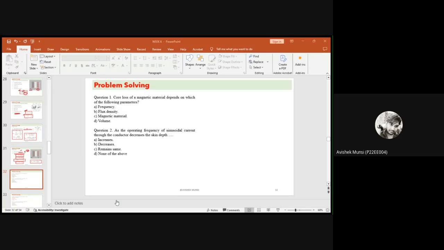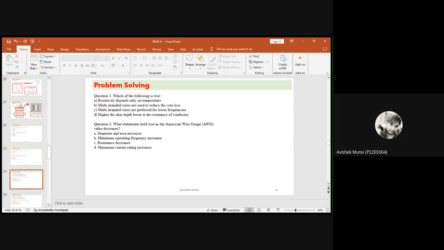That was a very easy set of questions. The core loss of the magnetic material obviously depends upon all these factors: the frequency, flux density, magnetic material, and volume, as I already discussed. And as the operating frequency of a sinusoidal current decreases, the skin depth will increase. Okay. Next two questions, try to answer them.